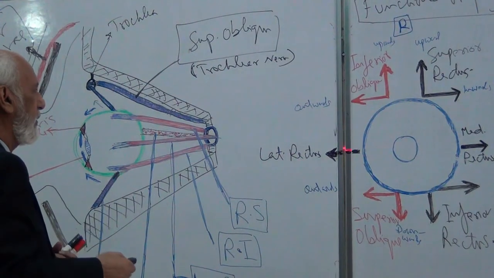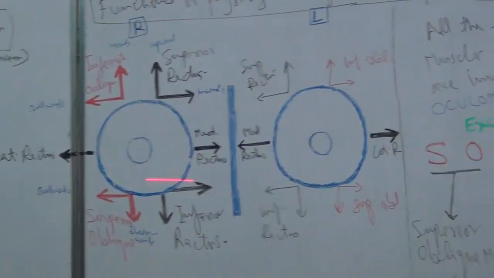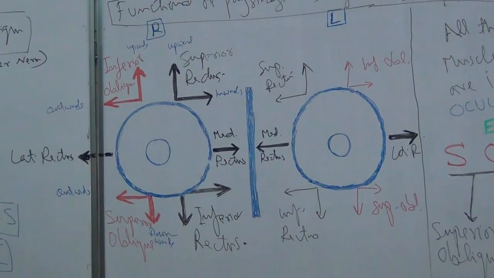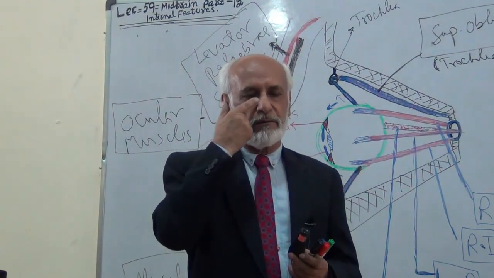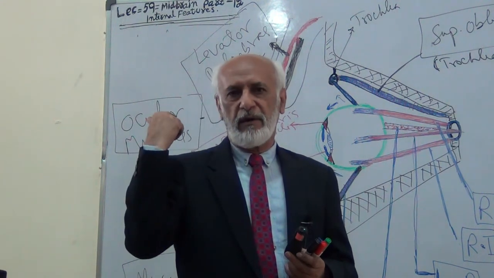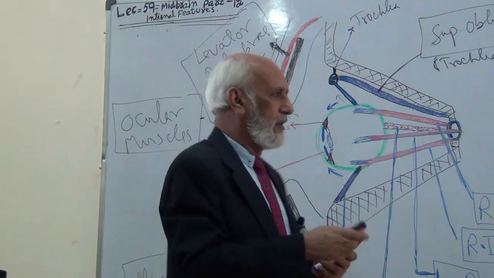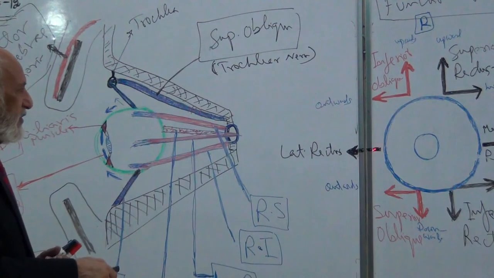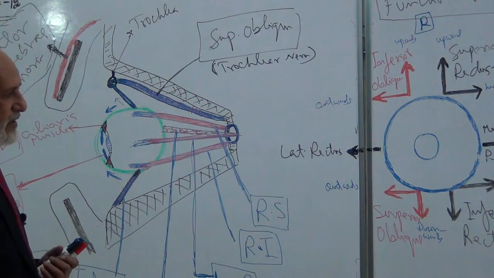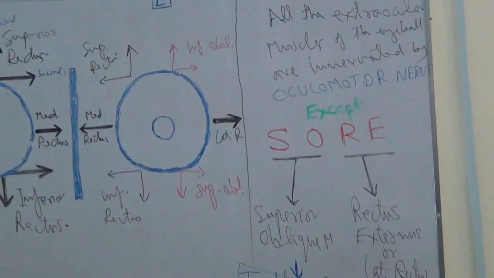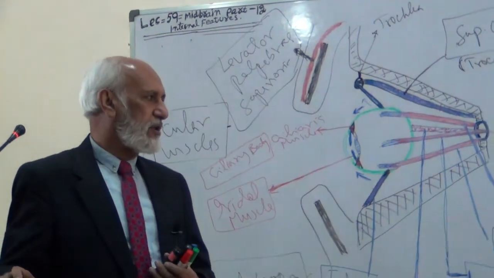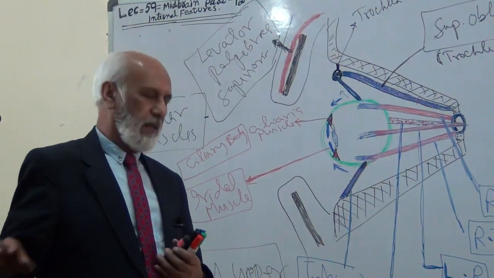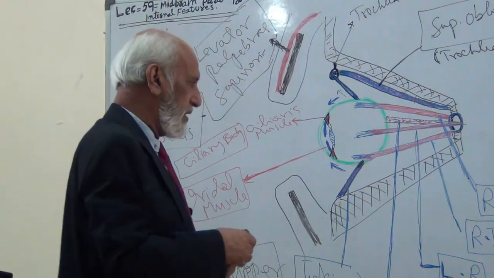Now the lateral rectus is supplied by the abducens nerve. How do you remember? When the lateral rectus contracts, it moves the eyeball outwards. That is abduction. The lateral rectus abducts the eyeball. As far as the action is concerned, the lateral rectus muscle abducts the eyeball. This is why the nerve which supplies the lateral rectus is called the abducens nerve. This will help you to remember the innervation of the extraocular muscles of the eyeball.